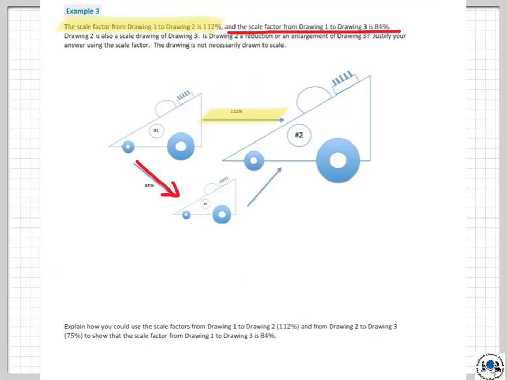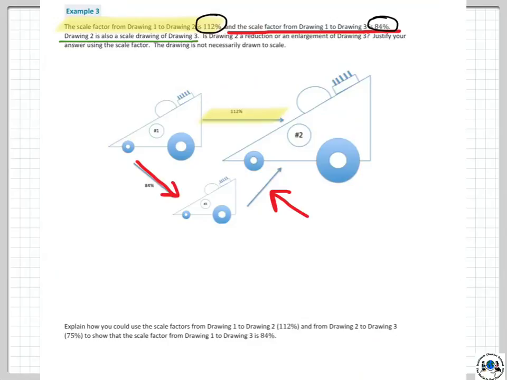Again, we have no measurements. This is very similar to the heart problem in that sense. They also tell us that drawing 2 is a scale drawing of drawing 3. So they're letting us know that, and that's this unknown, this arrow right here.